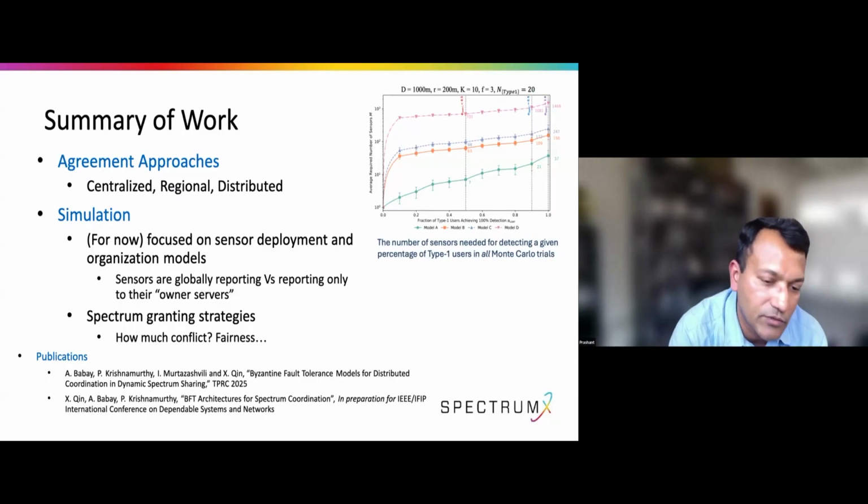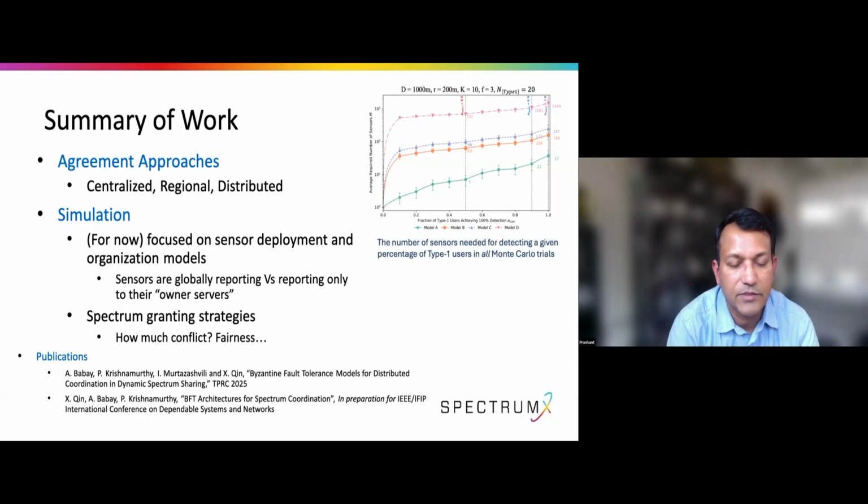There's an undergraduate student who is looking at conflict graphs to see how best to grant the spectrum, when the servers are making decisions on making spectrum grants. These could affect the fairness in allocation, so that's another problem that he's looking at. And there are two publications, one which has been accepted, the other is in preparation right now, which I have listed there. Happy to take questions.